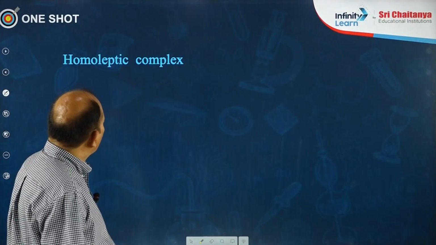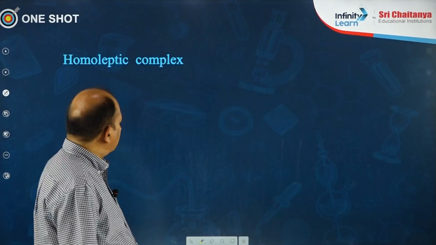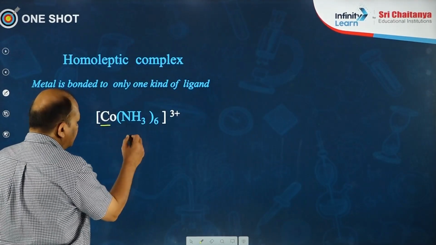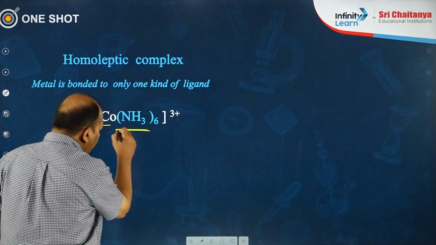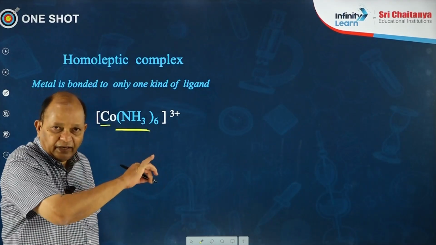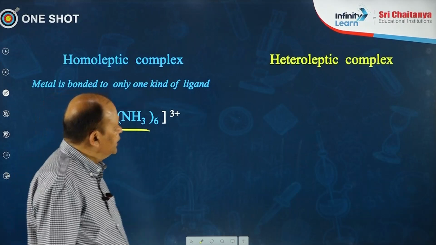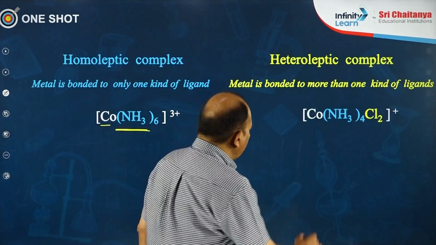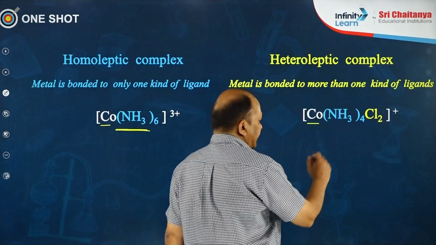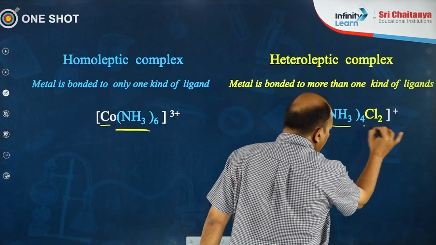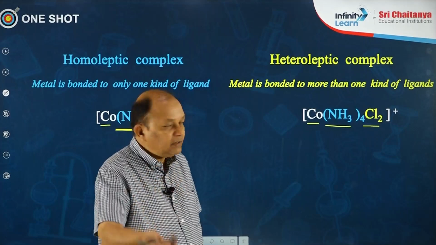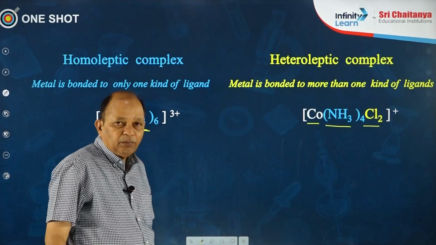Next, the homoleptic complex is a very simple concept. See here, the central metal is bonded to only one kind of ligand, that is ammonia. In a heteroleptic complex, what is happening here? The central metal is bonded to more than one kind of ligand. So, you have ammonia, you have chloride ion. There can be more than two also. If there is more than one, it is the heteroleptic complex.